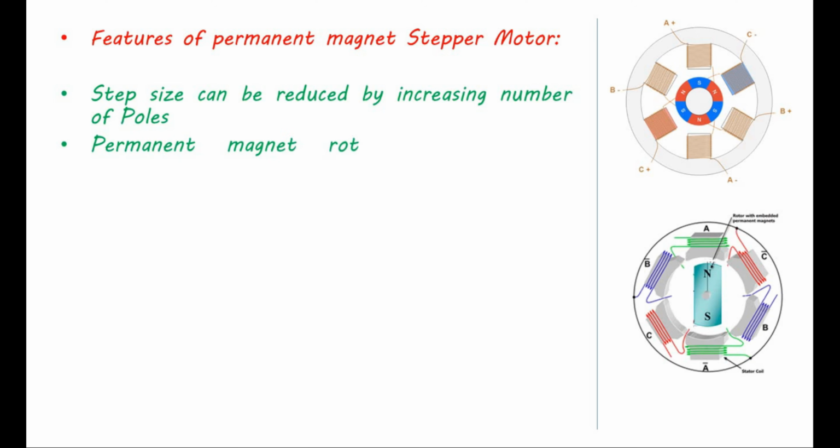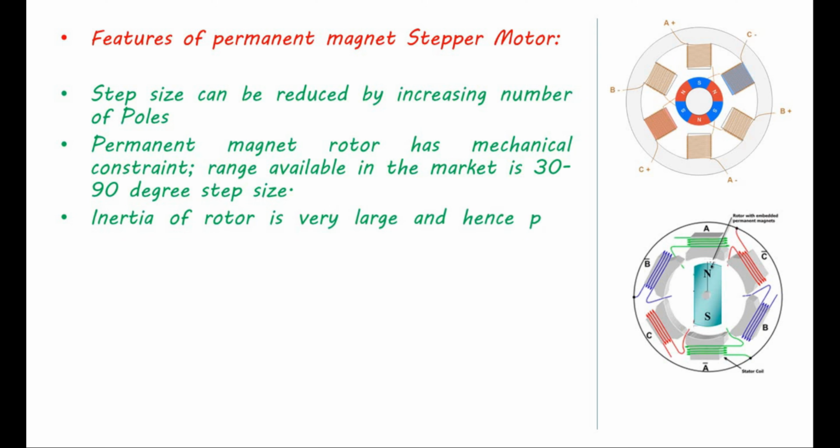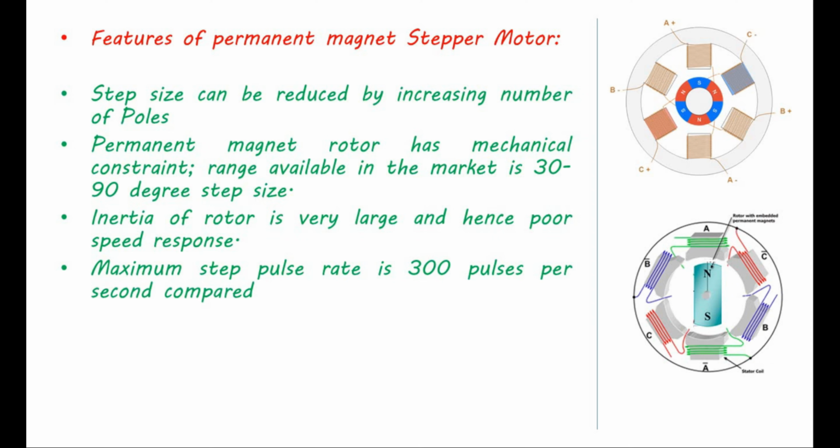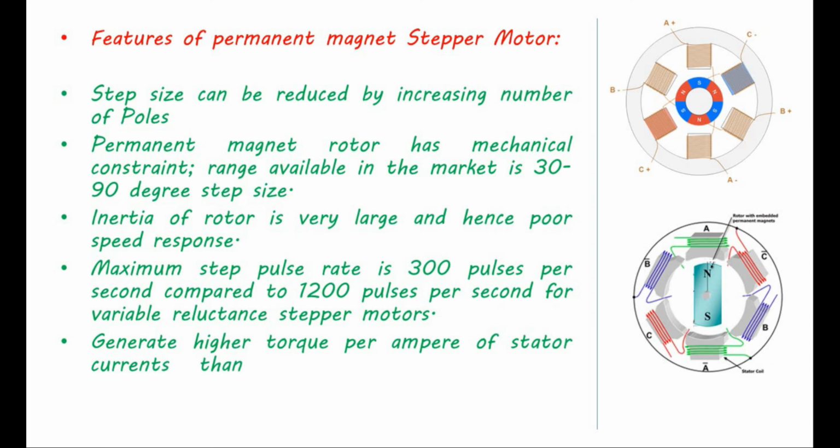The permanent magnet has mechanical constraints, and that is why the available range is limited to around 30 to 90 degrees only. Due to the permanent magnet rotor, inertia is very high, and so poor speed response is recorded. The maximum pulse rate is also limited to 300 pulses per second. It means that the motor we discussed takes 4 pulses for 1 revolution, so a maximum of 75 RPM could be achieved by that configuration. This motor will generate high torque due to the permanent magnet rotor. In the case of stepper motors, variable reluctance or hybrid configurations are more popular.